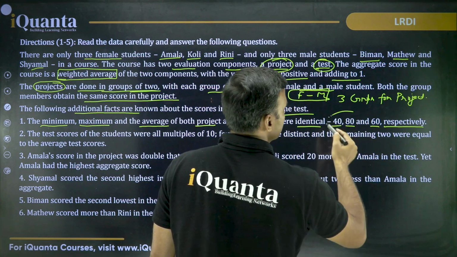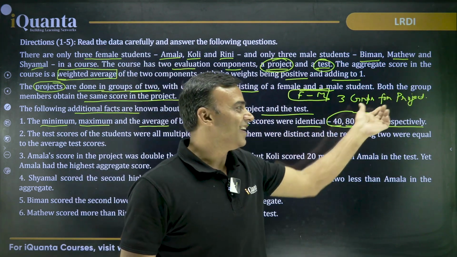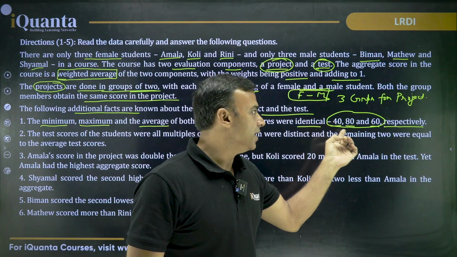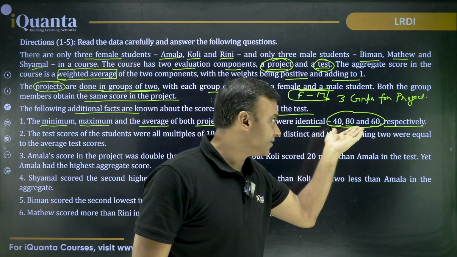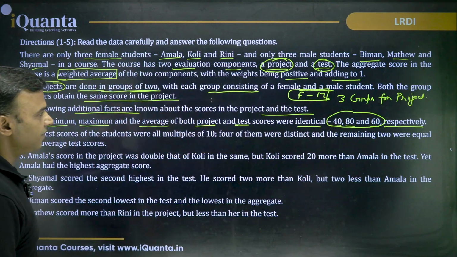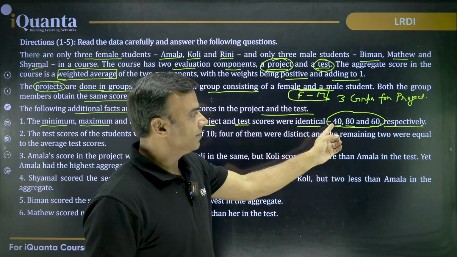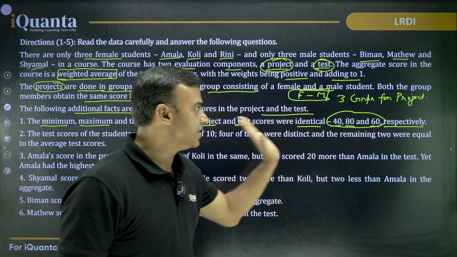Wow, this is such a nice information. You know, for project anyways it is finished. At least the possible scores we know. Because it says minimum is 40, maximum is 80 and average is 60, which is visible also. 40, 80 and 60, these are the values that we have. Okay. So very clearly for 3 groups, one of them will score 40, one of them will score 80 and one of them will score 60. That is very clear for project.